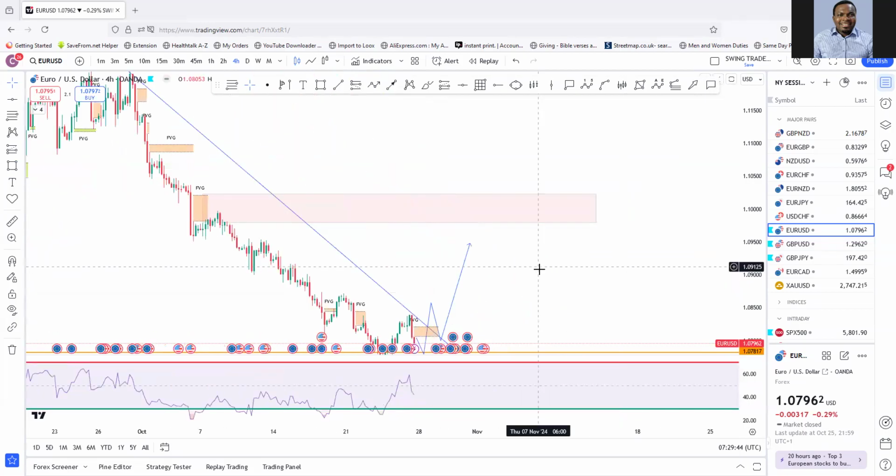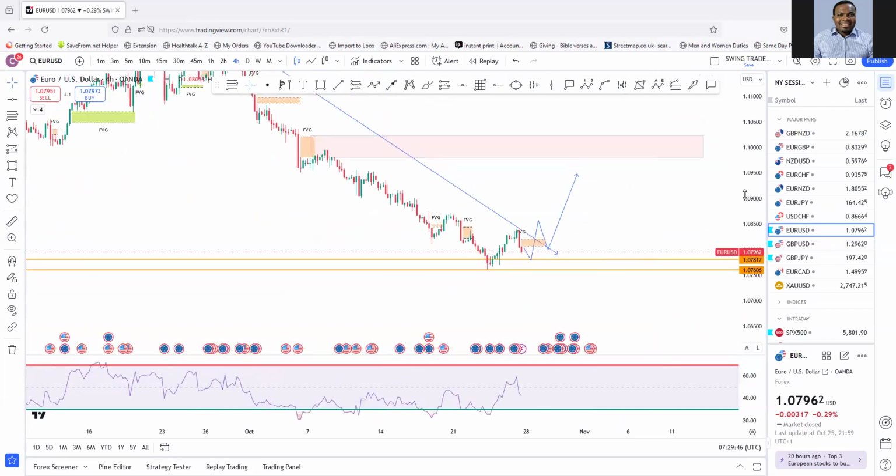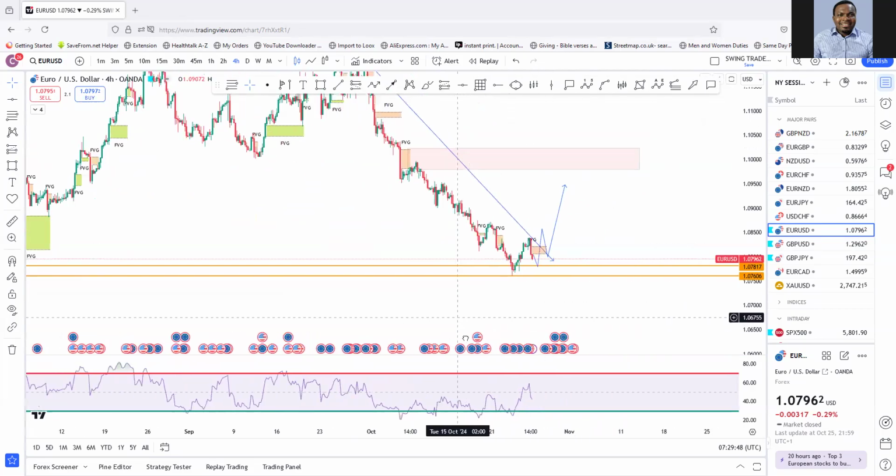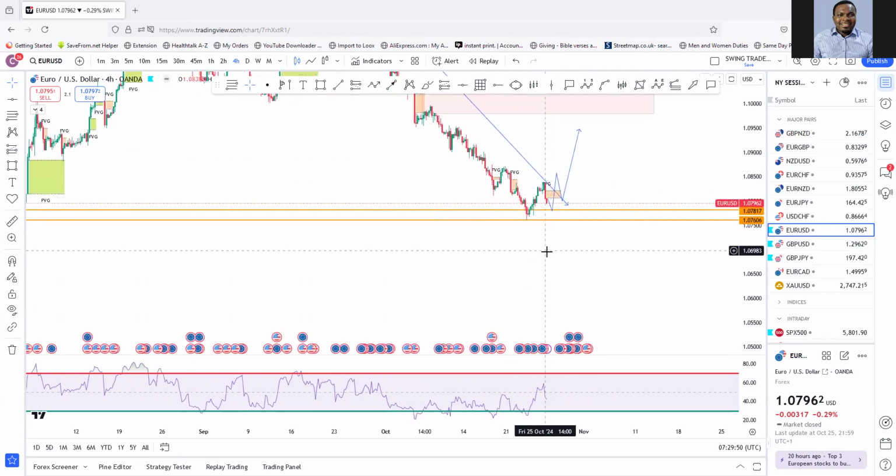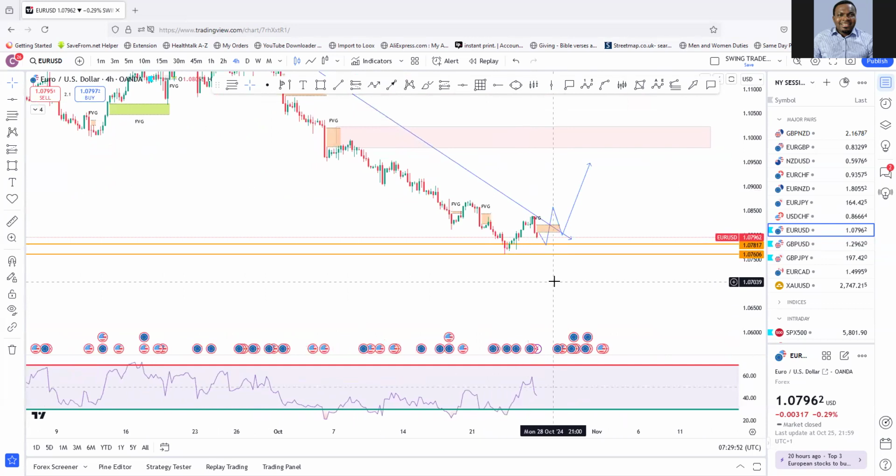But until that happens, we are still looking at sell pressure. As long as GU is selling, we should be looking for a sell on Euro USD as well. So if you're trading Euro USD, potentially you should be looking for a sell. Of course, you can see the momentum that price needs to break.